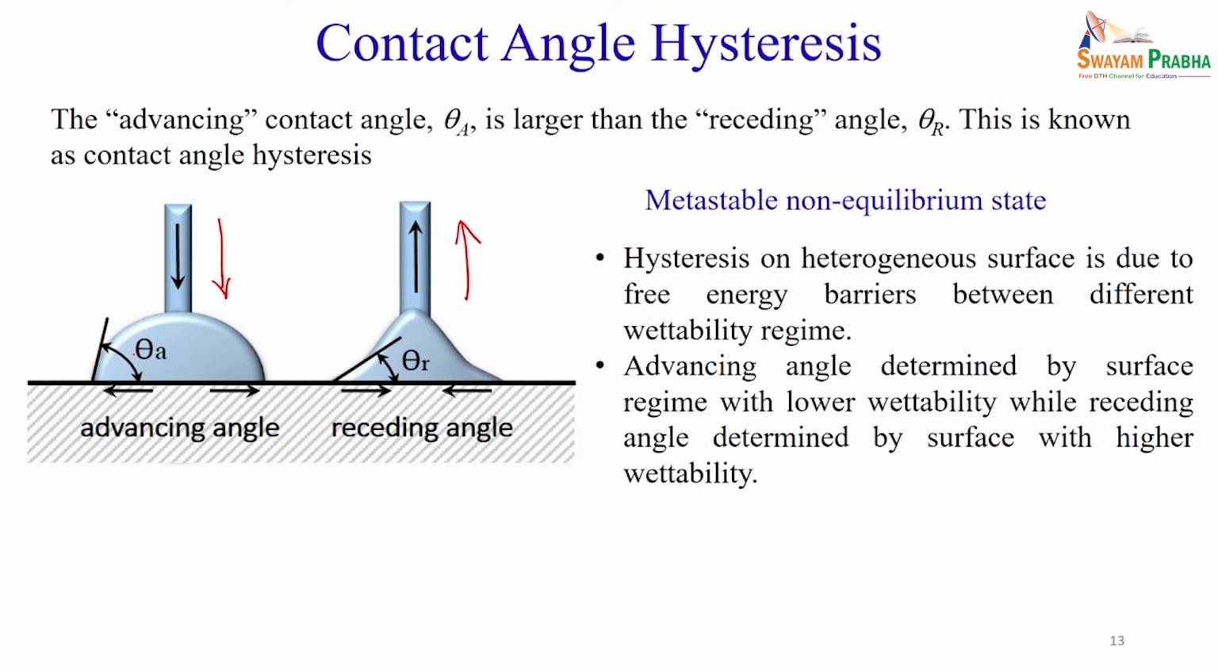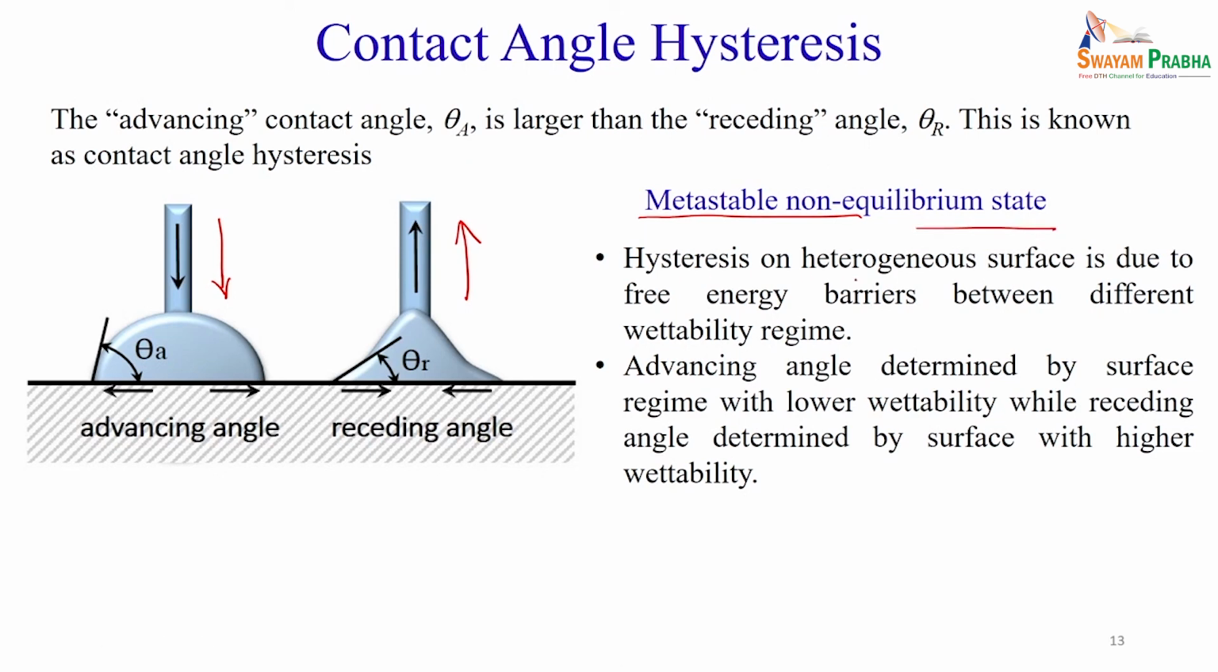Here, if you are putting the drop, the contact angle is theta A, which is called the advancing contact angle. If you are pulling the liquid out, the contact angle is called the receding contact angle. Because both are not the same, typically the advancing contact angle is higher than the receding contact angle. It says the solid liquid interaction is not in equilibrium, which is why it is called a metastable non-equilibrium state.